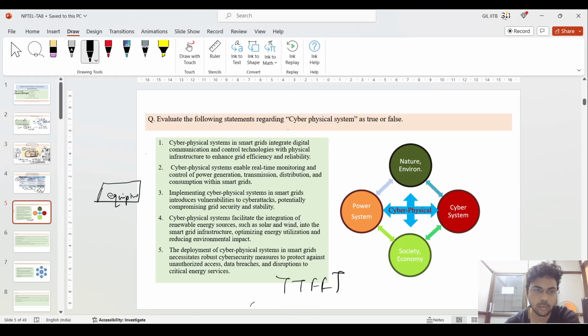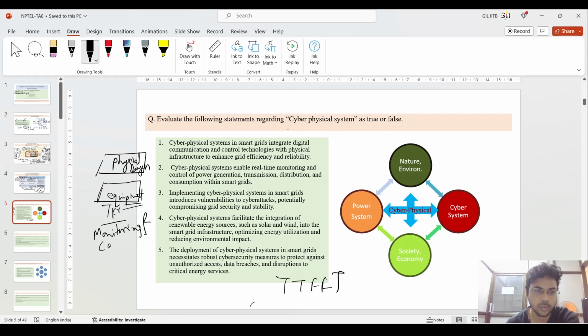Actually, this power system network, if you see, you have a certain equipment layer. You have multiple number of equipment such as transformers and other equipments. And above that, you have the physical layer. Physical layer, how it comes?